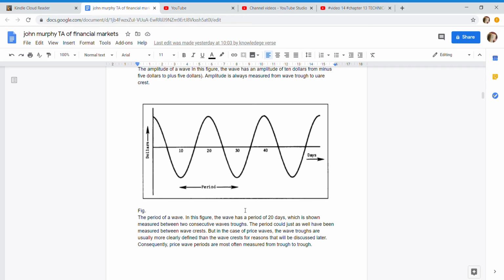The period of a wave. In this figure, the wave has a period of 20 days, which is shown measured between two consecutive wave troughs. The period could just as well have been measured between wave crests. But in the case of price waves, the wave troughs are usually more clearly defined than the wave crests for reasons that will be discussed later. Consequently, price wave periods are most often measured from trough to trough.